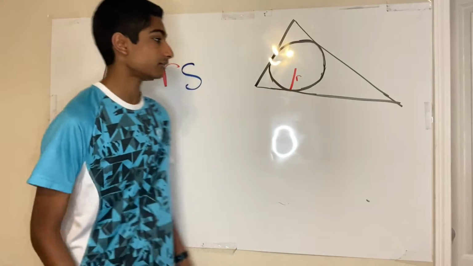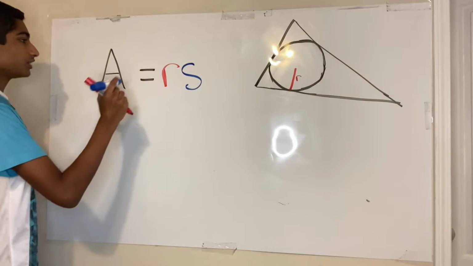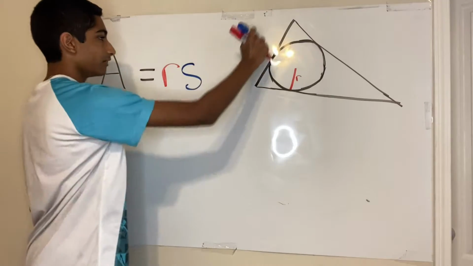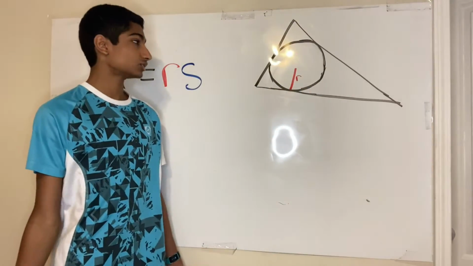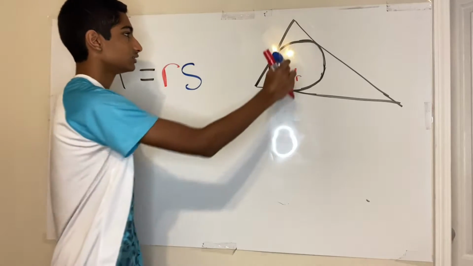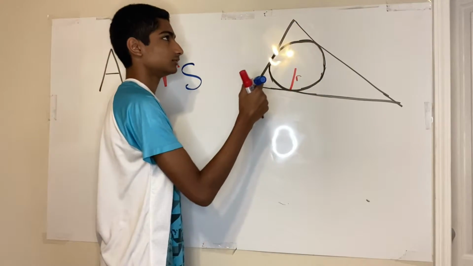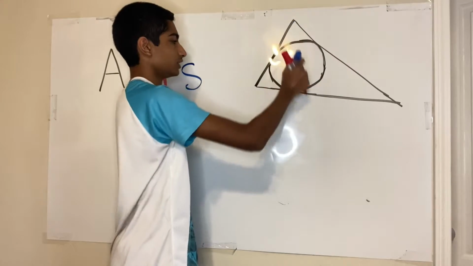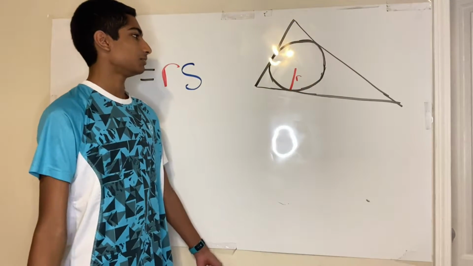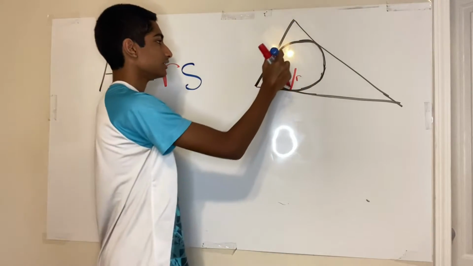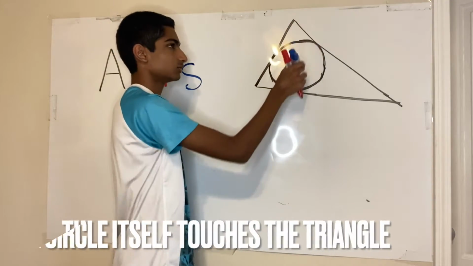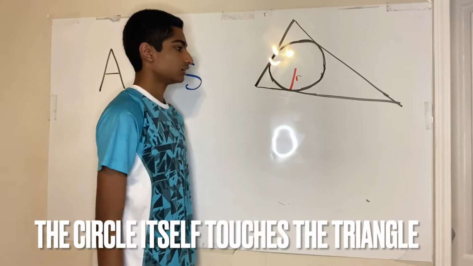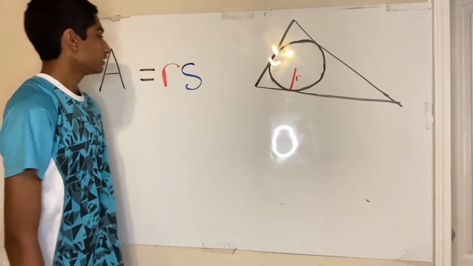Before we jump into the problem, let's look at this formula right here. This formula is used to find the area of the triangle given an inscribed circle. And an inscribed circle is a circle that is bounded by the edges of the triangle. To put that into simpler words, that is basically a circle that is inside a triangle and touches the edges of the triangle.